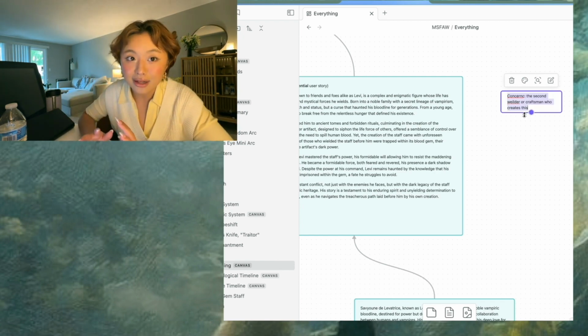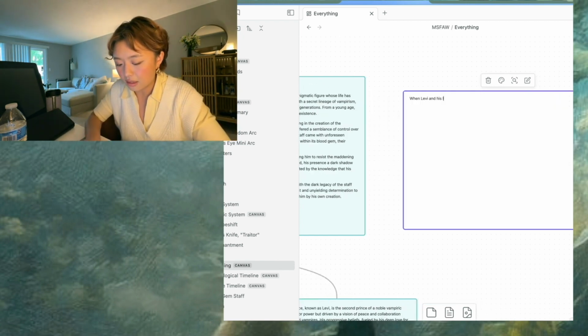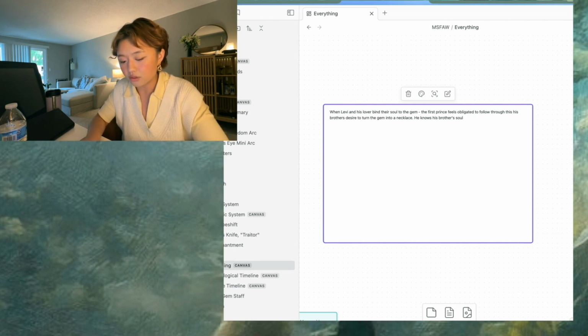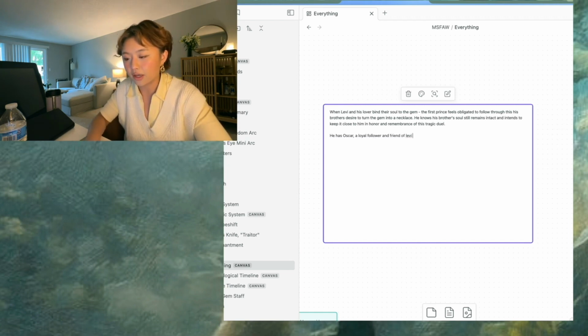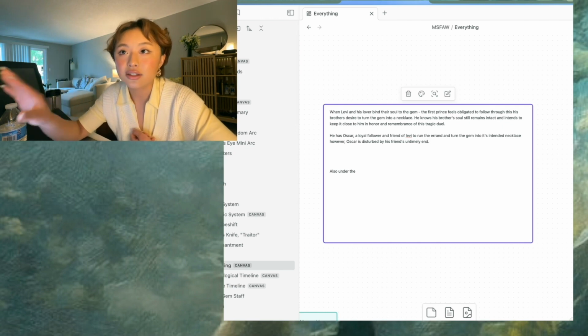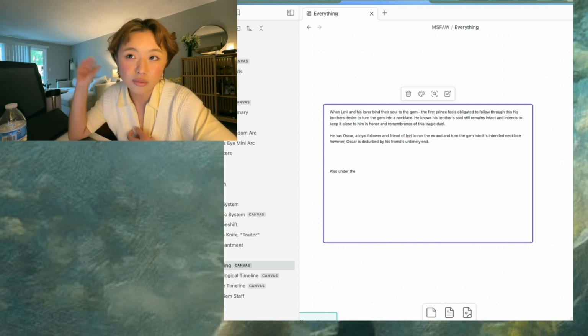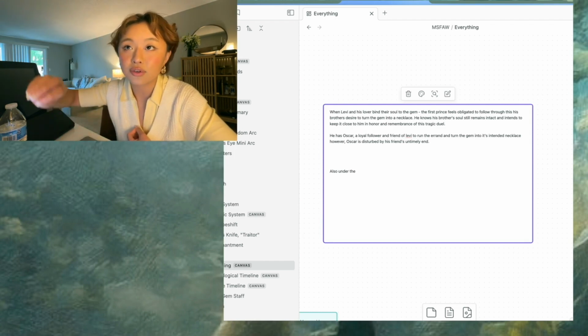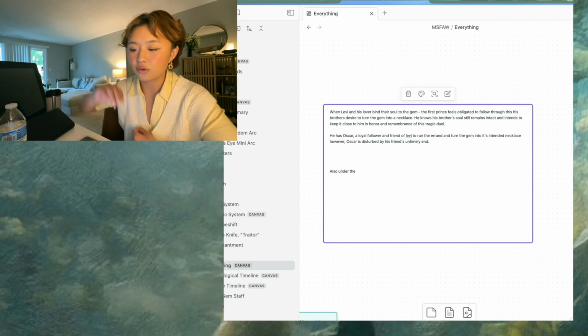Okay, let's rewrite that. When Levi and his lover bind their soul, he knows his brother's soul still remains intact and intends to keep it close to a friend of Levi he seeks out. Also, let's do a side note. The design of the staff itself has twirling branches, and I think Oscar could have been maybe a magic user as well, could have been able to manipulate thorns, and he creates a kind of thorn staff. That's the first variation of how the staff takes form.